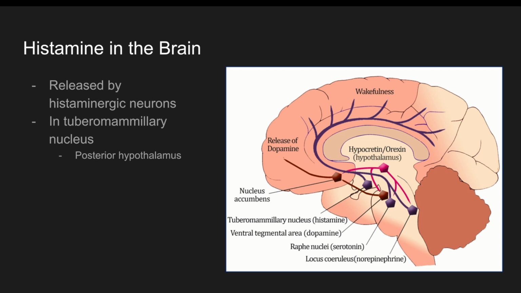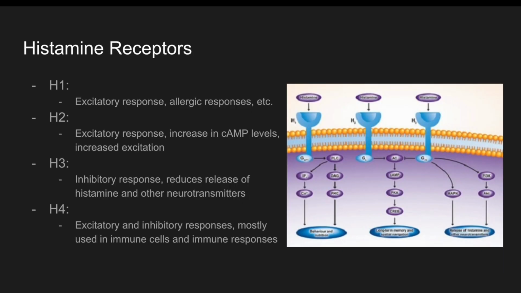Histaminergic neurons are what release histamine, and they are located in the area of the brain called the tuberomammillary nucleus, which is in the posterior hypothalamus. Histamine neurons diffusely innervate other wake-promoting brain regions such as the cortex and thalamus, but the actual histamine release does not occur in those areas. This picture shows a cartoon just generally demonstrating where the tuberomammillary nucleus is in the brain compared to other regions where other neurotransmitters come from.